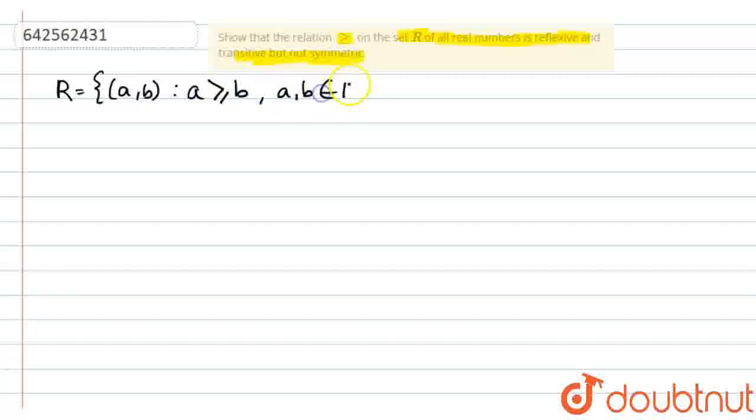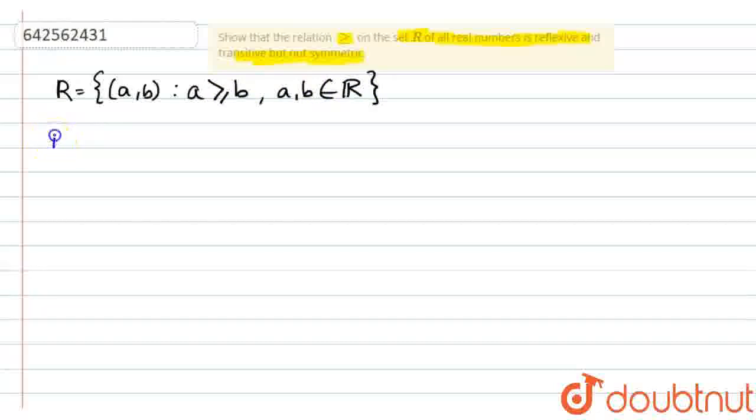So that the relation greater than or equal to on the set R of real numbers is reflexive and transitive but not symmetric. When the relation is, say, R equal to {(a, b) such that a is greater than or equal to b, where a, b belongs to R, the set of real numbers}.